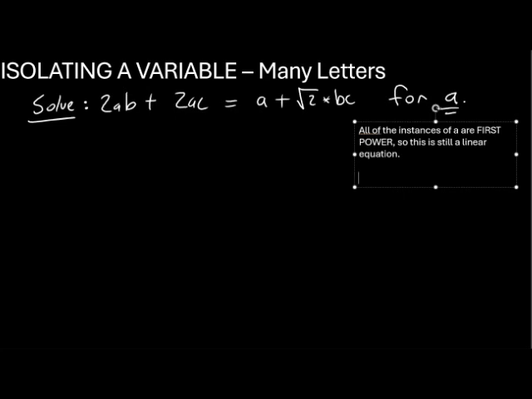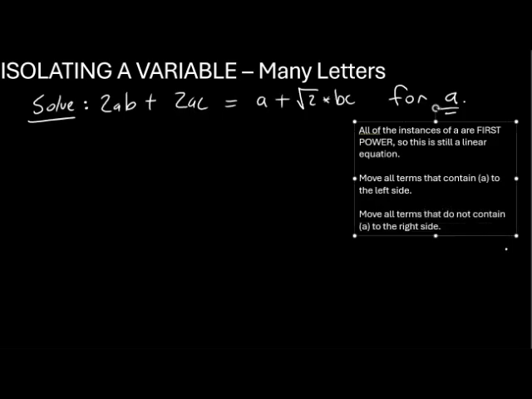As with all linear equations, we'll look to our term of interest, that's the a, and we'll move all of the terms that contain a to the left side. After that, we will move all terms that do not contain a, even if they're not constants, to the right side.